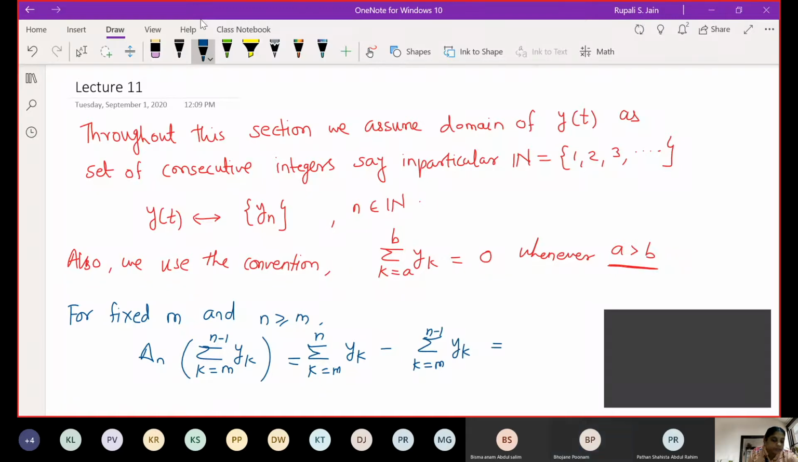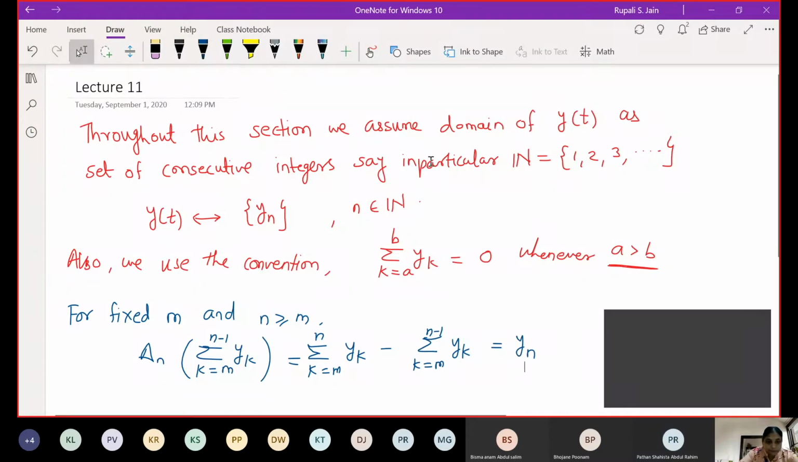What will remain? y_n. Only the last term will survive, the remaining will cancel each other. So only y_n.